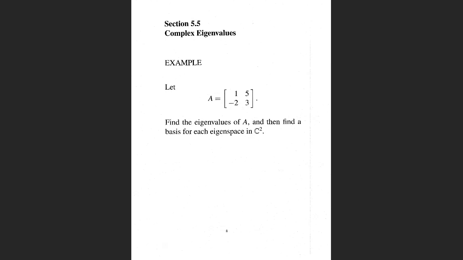Okay, so we are now in section 5.5. We are going to be talking about complex eigenvalues. And we have this 2x2 matrix A. Actually, let me let you copy the example down, and then we'll go over it.